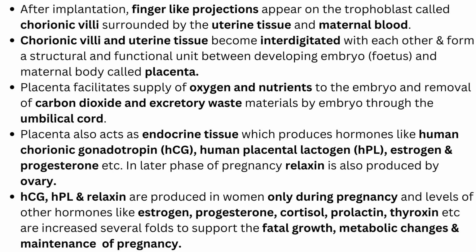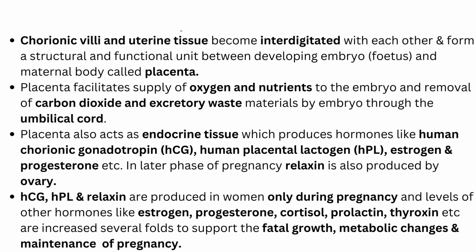In the later phase of pregnancy, relaxin is also produced by the ovary. Relaxin is an important hormone. We'll discuss it after that. HCG, HPL and relaxin are produced in women only during pregnancy, and levels of other hormones like estrogen, progesterone, cortisol, prolactin, and thyroxine, etc. are increased several folds to support the fetal growth, means growth of the fetus, and metabolic changes that occur in the female body, and maintenance of pregnancy.